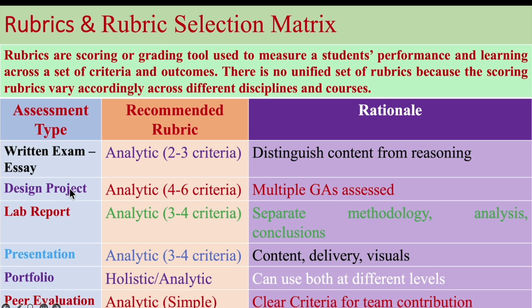If it is a design project, you can have 4 to 6 analytic criteria, with multiple GAs assessed. If it is a lab report, you can have 3 to 4 analytic criteria, separating methodology, analysis and conclusions. If it is a presentation, you can have 3 to 4 analytic criteria: content, delivery and visuals. If it is a portfolio, you can have holistic or analytic, and can use both at different levels. If it is a peer evaluation, you can have analytic or simple, clear criteria for team contribution.